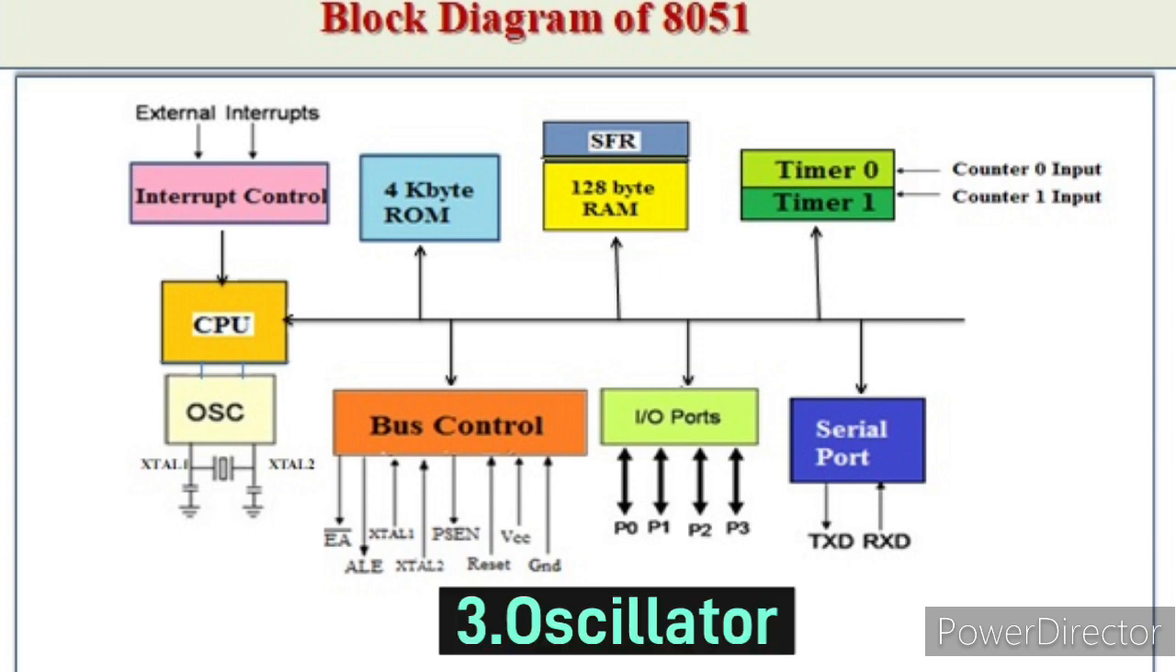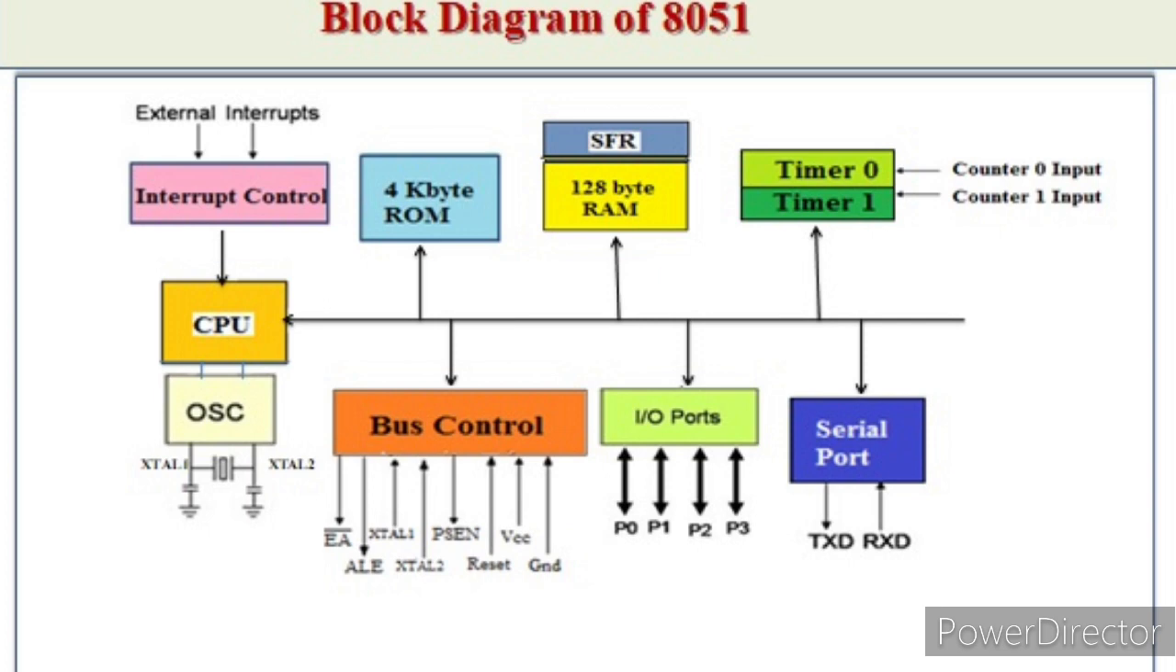Oscillator: it requires an external oscillator to provide a clock signal to the microcontroller. Bus control: the 8051 microcontroller includes a bus controller that manages data transfer between the CPU and peripheral devices, such as memory or input-output devices.